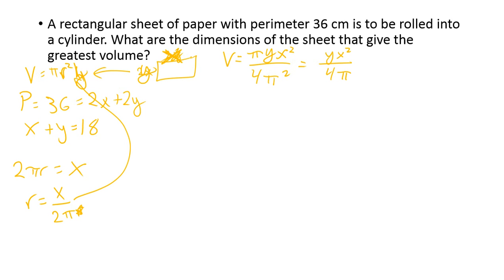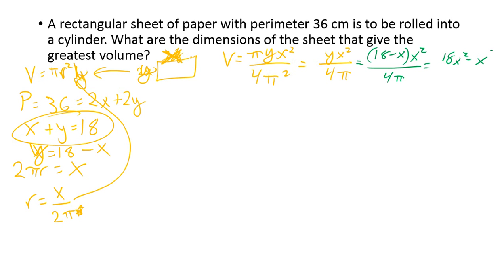Now what we have to do is substitute our constraint in. So we're going to say y is equal to 18 minus x. Plug that in for the y, which gets us 18 minus x, times x squared, all over 4 pi. Reducing that gets us 18x squared minus x cubed all over 4 pi.